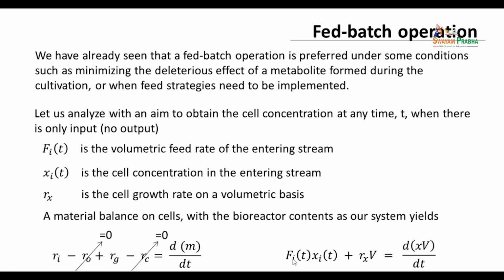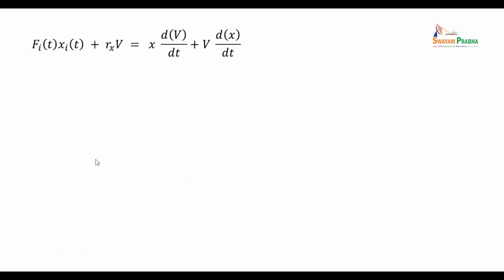Ri is nothing but Fi as a function of t times Xi as a function of t, and Rg is nothing but Rx times V. You can check your previous lecture notes to see that this is indeed the case. This equals d/dt of xV, since mass is nothing but concentration into volume, cell concentration into volume. Now we no longer have that niceness of something being constant. All the terms are there.